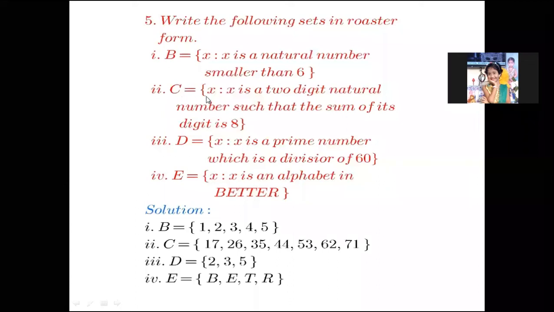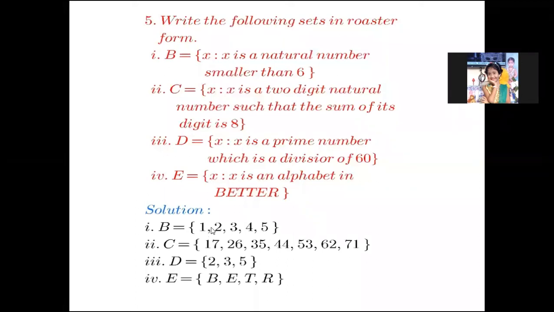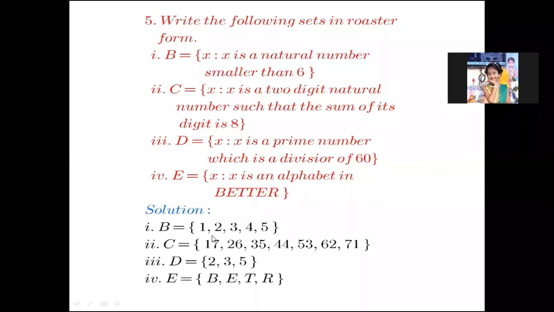Next, C is equal to x such that x is a 2-digit natural number such that the sum of its digits is 8. Understand this question carefully. We have to take 2-digit numbers, and if you add the digits in that number, you have to get the result 8. The first one is 17. Here 17 means 1 plus 7, its sum is equal to 8.